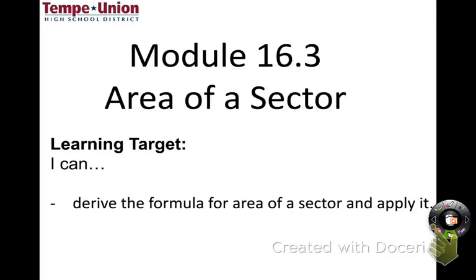All right, we're going to talk about Module 16.3, the area of a sector. What I'd love you to be able to do is have a justification for why the area of the sector formula is the way it is, and then be able to calculate the area of a sector. All right.